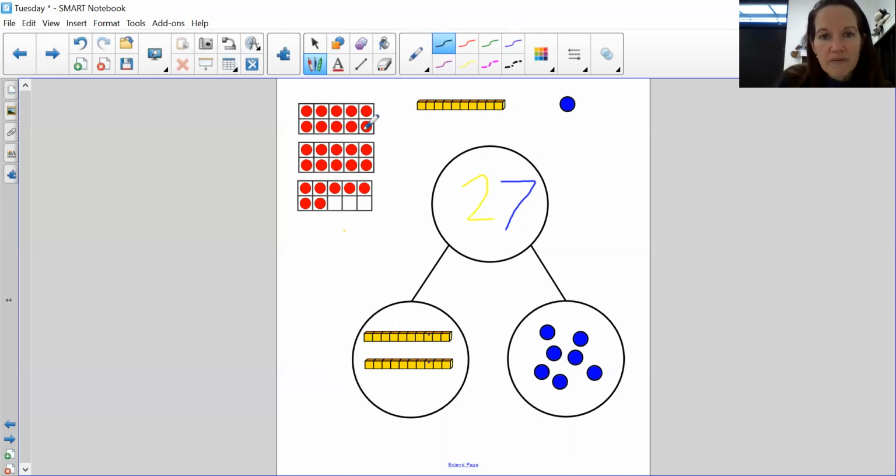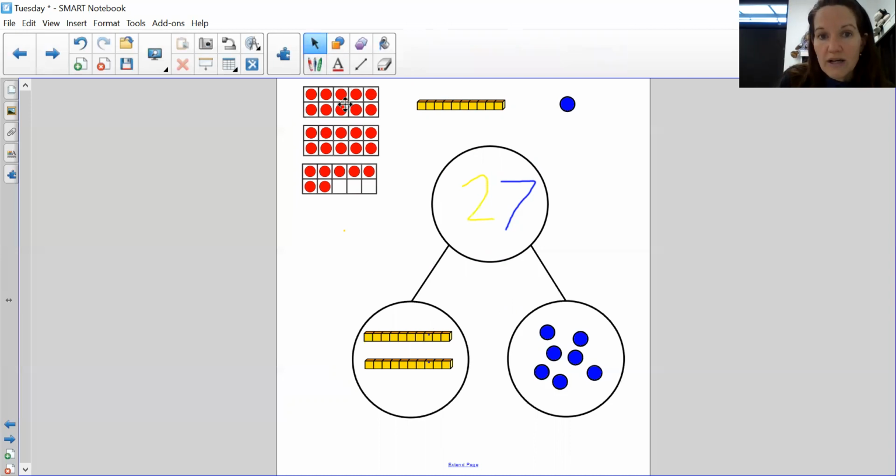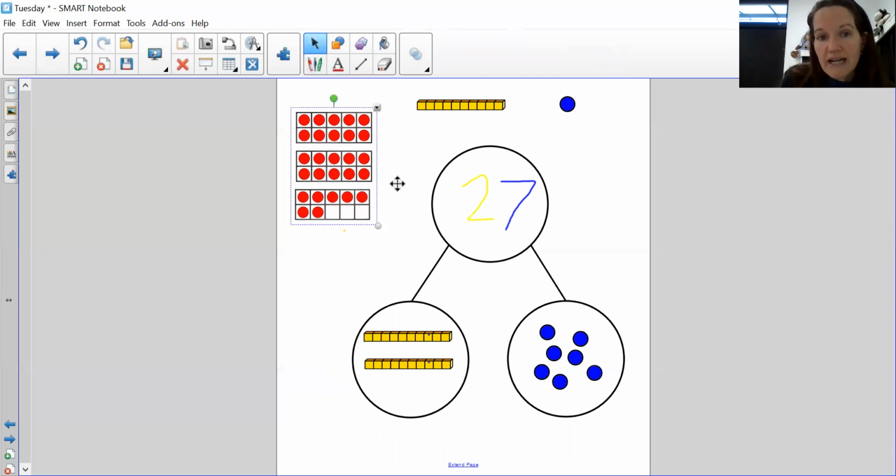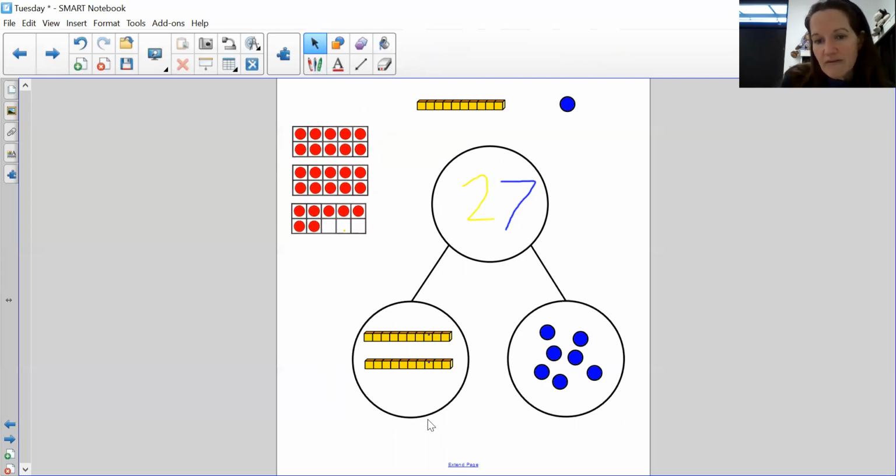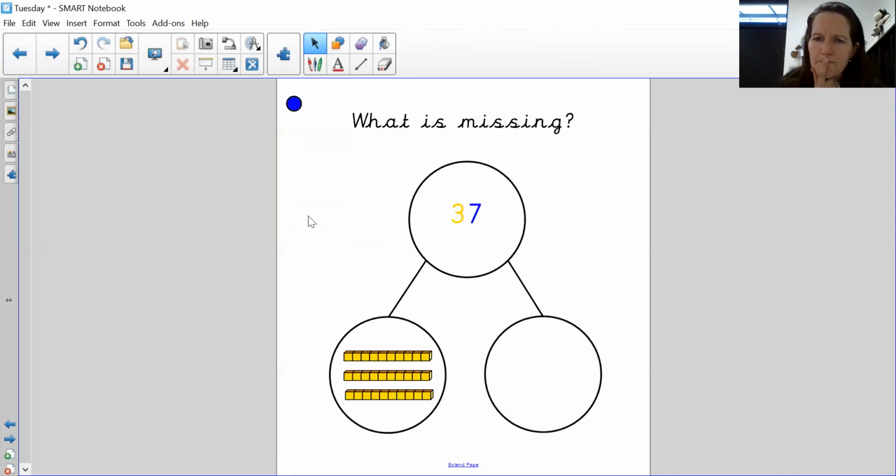Let's have a look over here. I've also got 27 written this way. I've got 2 tens, 2 full 10 frames, and then 1, 2, 3, 4, 5, 6, 7. I've got 7. So I've got 27 written this way, 27 written that way, and 27 written this way. So let's do this one.